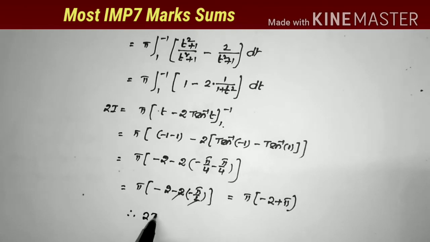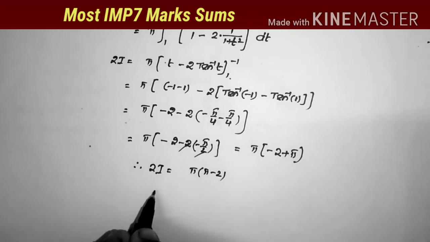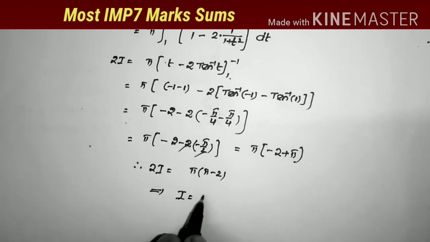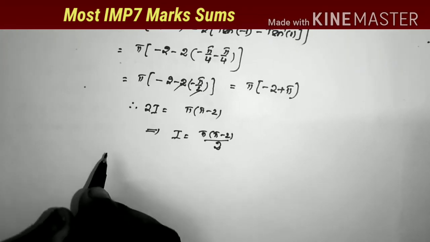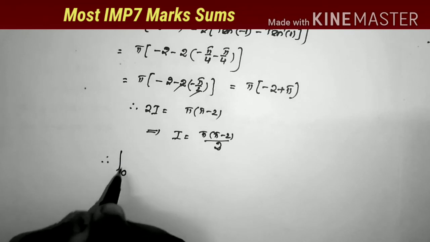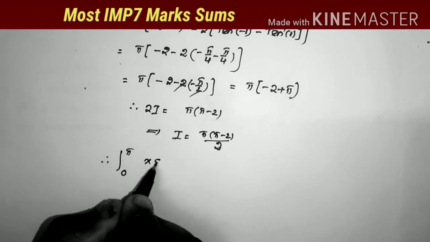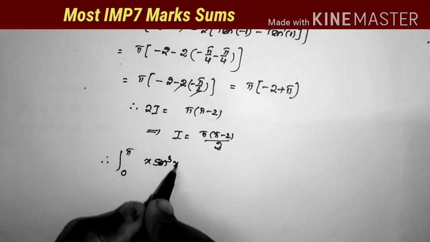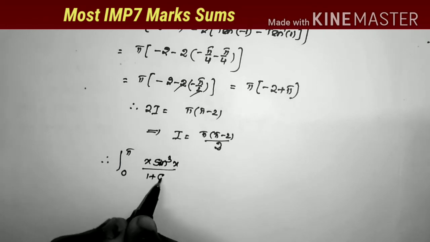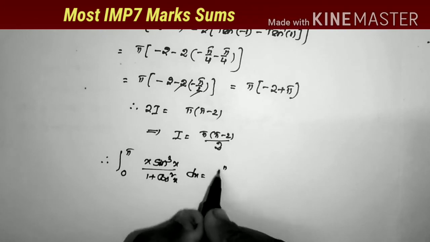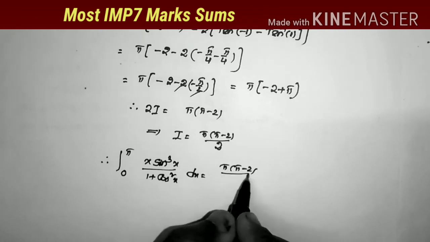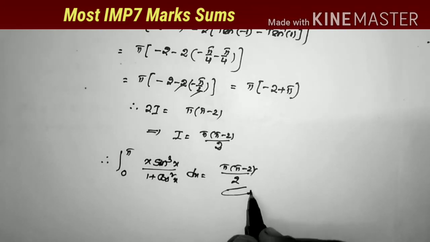Therefore the value of 2I is equal to pi into pi minus 2, which implies I is equal to pi into pi minus 2 by 2. Most important essay question. Now what is I? Therefore I is equal to integral 0 to pi x into sine cube x by 1 plus cos square x into dx is equal to pi into pi minus 2 by 2. The most important essay question. That's all.